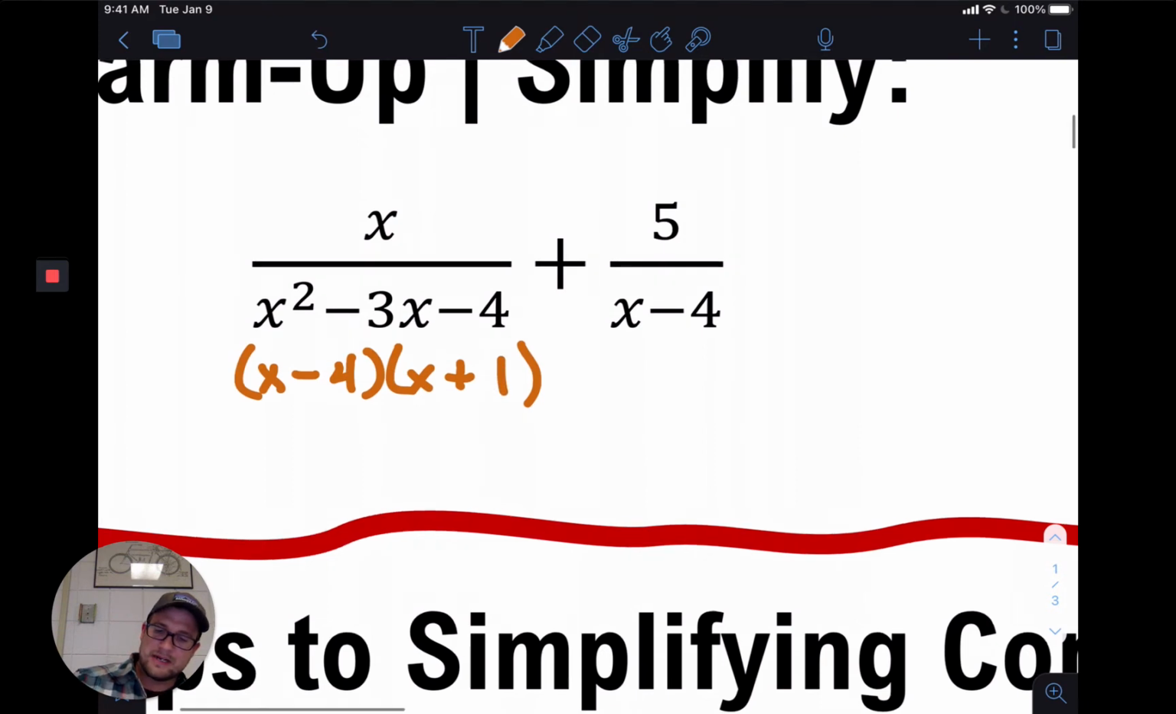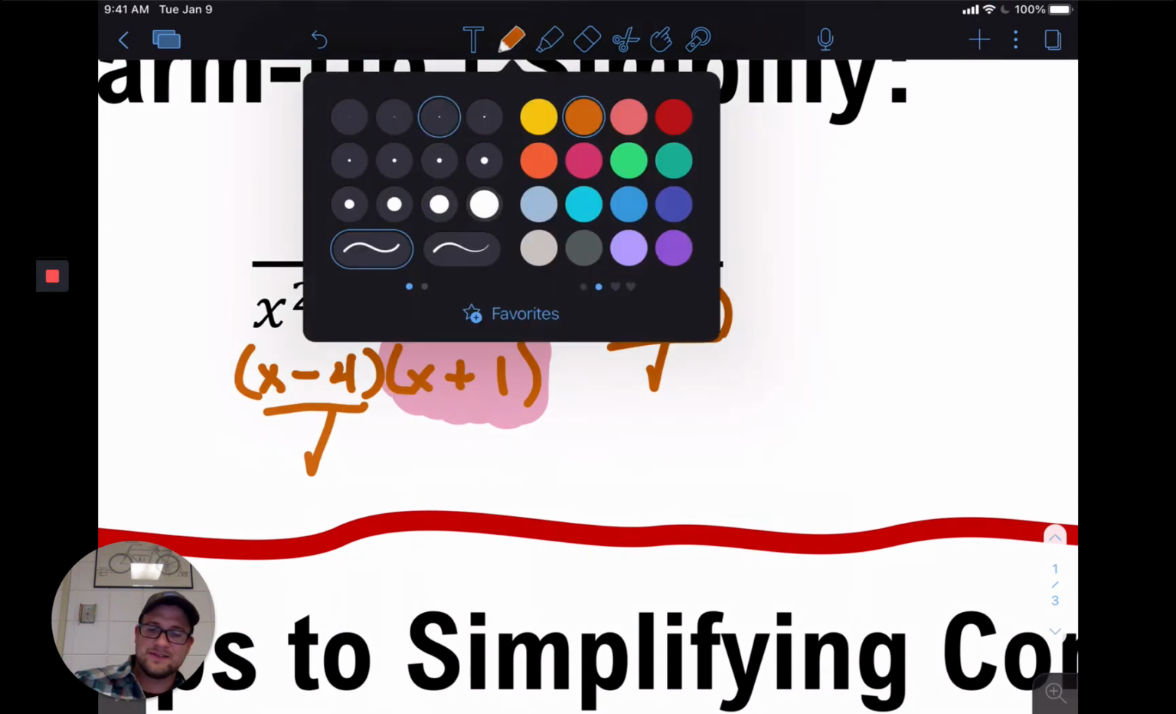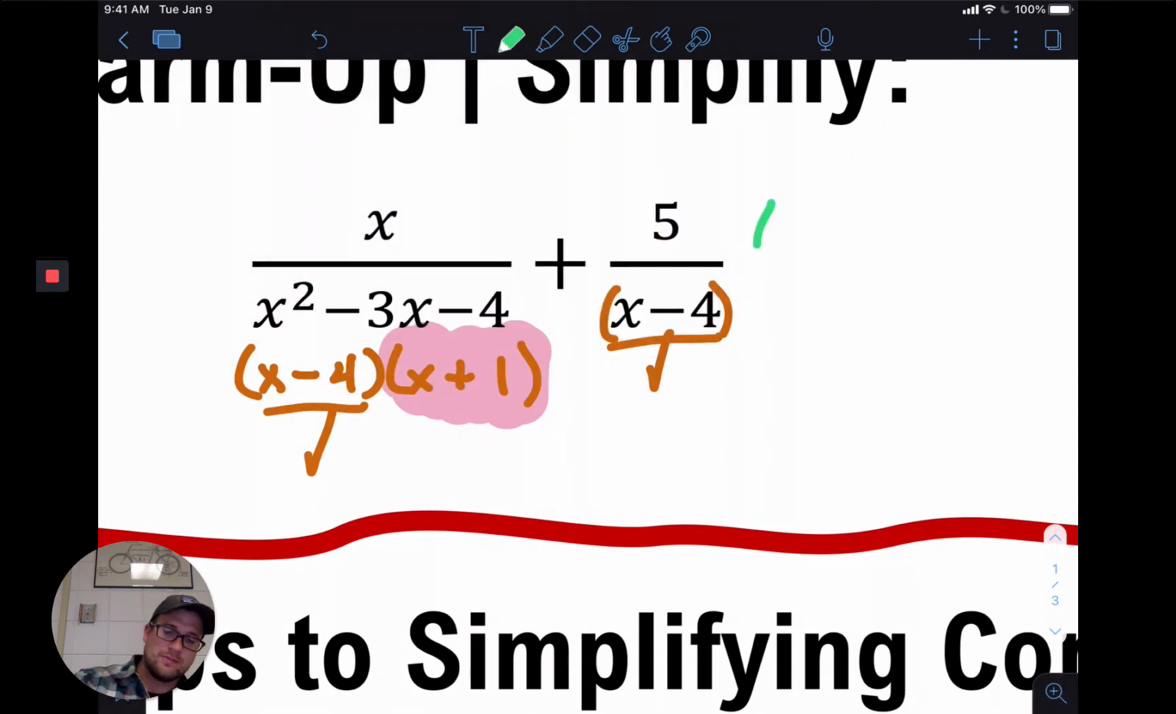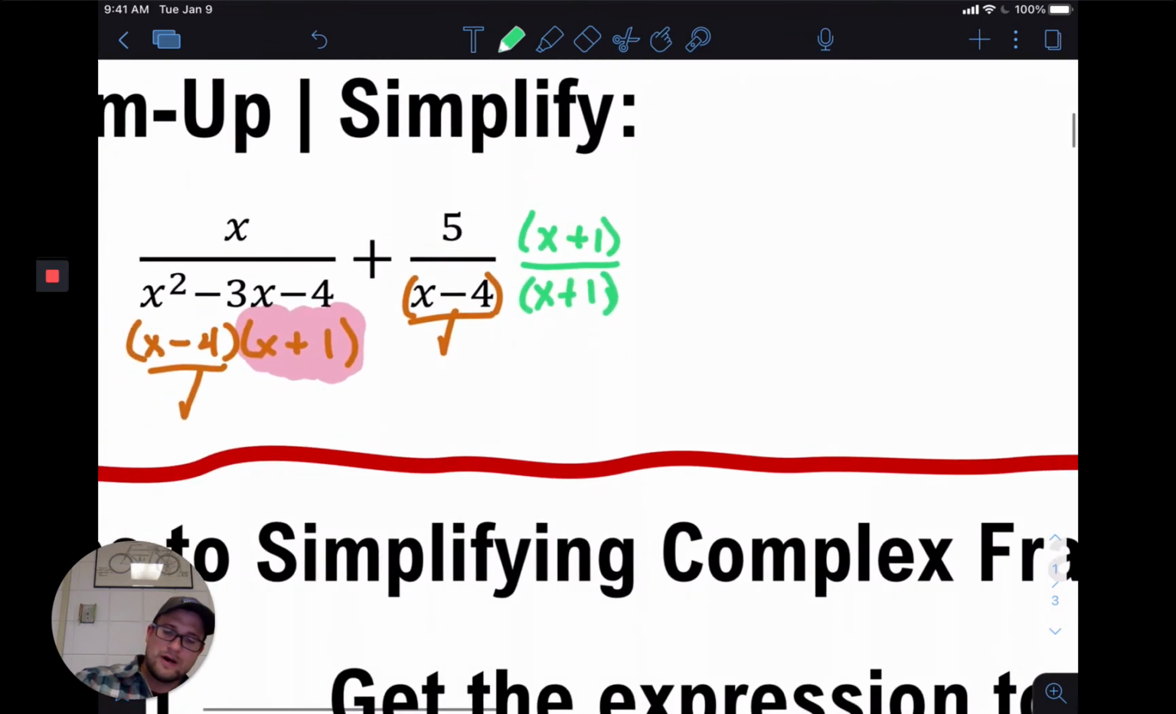Now, looking at my denominators, I see that they both have an x minus 4 already, so that part is taken care of. That's common between them already. The part that is not common is this x plus 1. The one on the left has it, the one on the right does not. So we are going to make sure the one on the right gets one of those. Now at this point, they will both have the same two denominators. So we can move on.